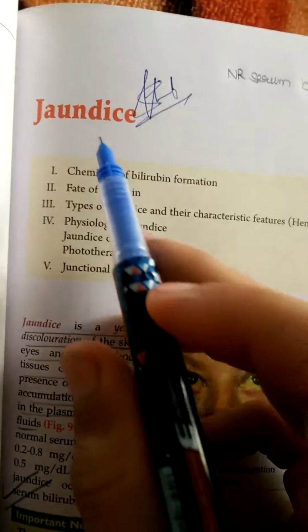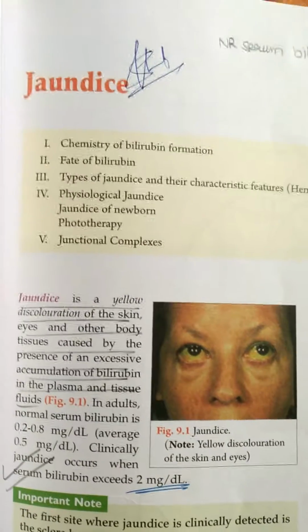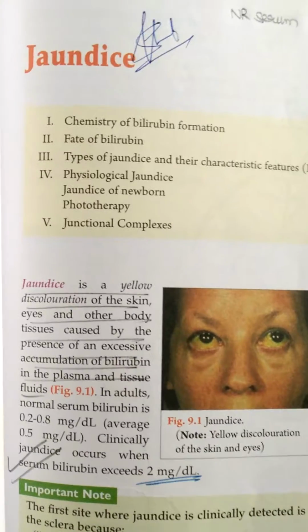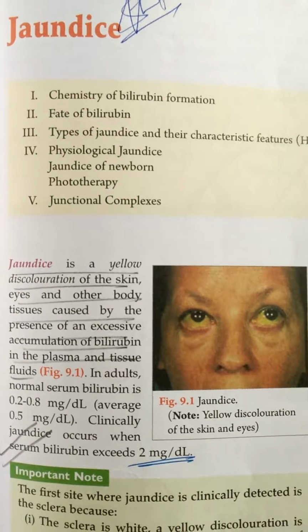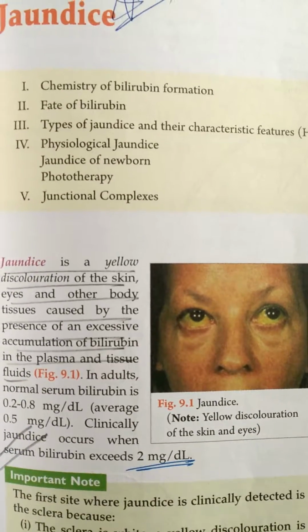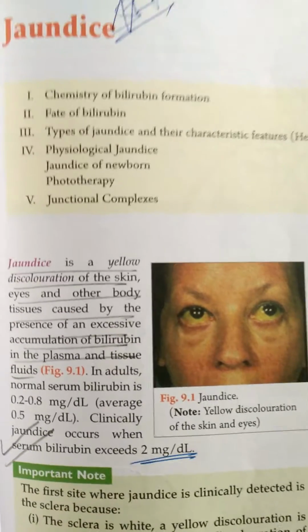I am talking of something very important in medical science. That is jaundice. Now, what do you mean by jaundice? Jaundice is a yellowish discoloration of the skin, eyes, and other tissues caused by an excessive accumulation of bilirubin in the plasma and tissue fluids.